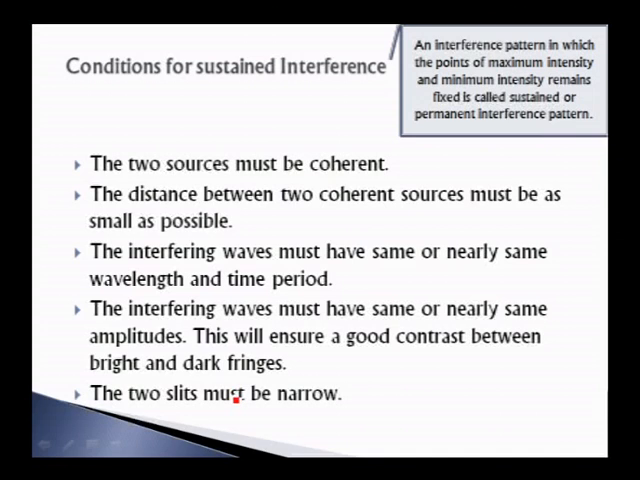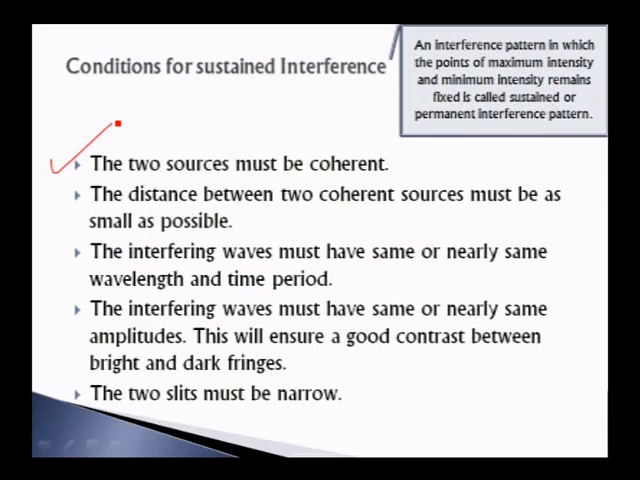Now, what are the conditions so that we can have interference? The condition for interference is that the two sources you select should be coherent. What do we mean by coherent? Coherent means both sources should be similar. This is one of the important conditions for interference. If the two sources are different, even by a small difference, then interference does not take place. So both sources should be coherent, then only the interference phenomenon will take place, otherwise not. Another condition is that the distance between the two coherent sources must be as small as possible.